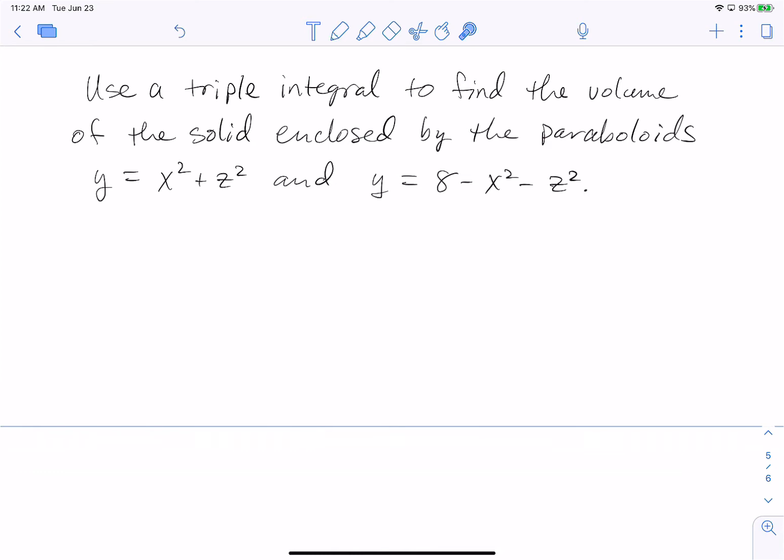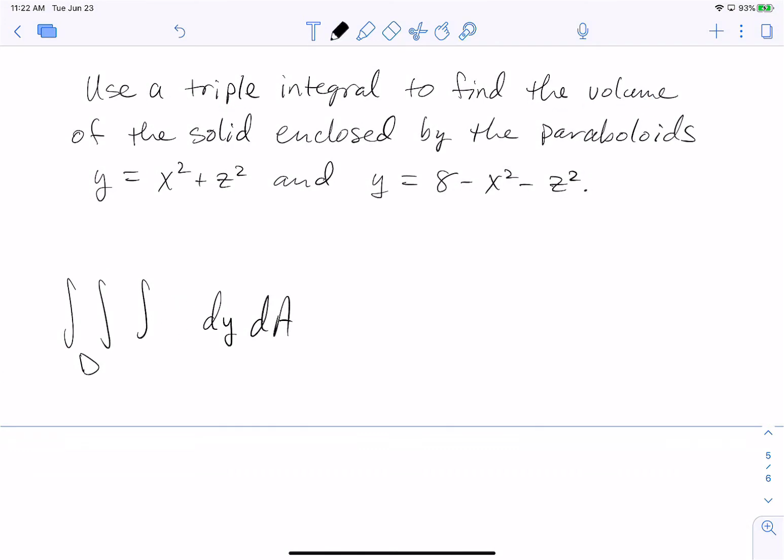Because we can see that y is bounded by two paraboloids, I'd like for you to draw the region in space, of course, in R3. And I'd like for you to set up an integral of the form a double integral over D of an integral of dy dA. Because we're using a triple integral to find the volume, our integrand is 1, so there's that.